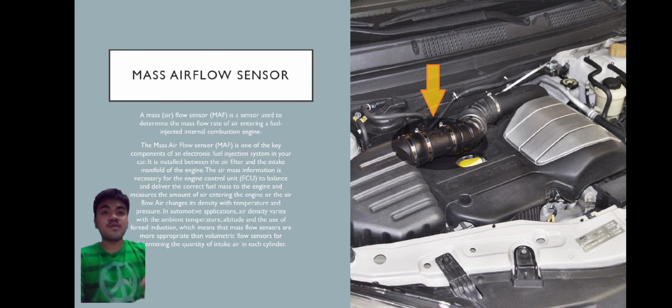The air mass information is necessary for the engine control unit to balance and deliver the correct fuel mass to the engine, and to measure the amount of air entering the engine or the air-fuel ratio. Air changes its density with temperature and pressure. In automotive applications, air density varies with the ambient temperature, altitude, and the use of forced induction, which means that mass flow sensors are more appropriate than volumetric flow sensors for determining the quantity of intake air in each cylinder.